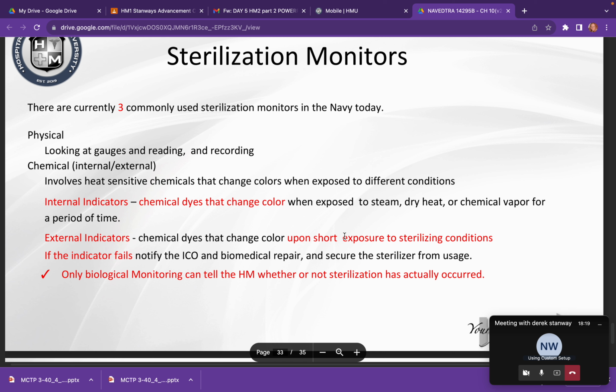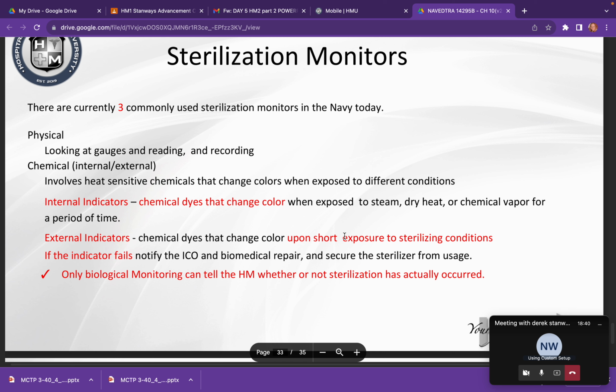If the indicator fails, notify the ICO and biomedical repair and secure the sterilizer so it can't be used. Only biological monitoring can tell the HM whether or not the sterilization has actually occurred. So only that biological test can tell you that it is truly sterile. Just make those make sense to you, because I'm going to break it down.